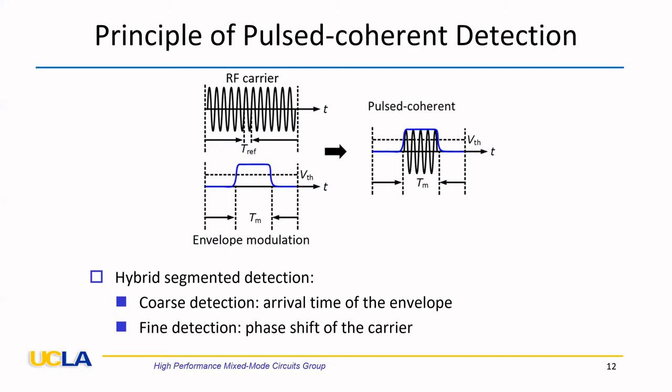The CW laser source is amplitude modulated by a high RF carrier and a low frequency envelope modulation. To find the time of flight, the coarse time of flight is to count the arrival time of the envelope, and the fine detection is to measure the phase shift of the RF carrier. In the pulsed-coherent system, it only requires a single laser source and a single receiver channel. Also, the measurable distance can be further extended by simply increasing the registers of the coarse counter.